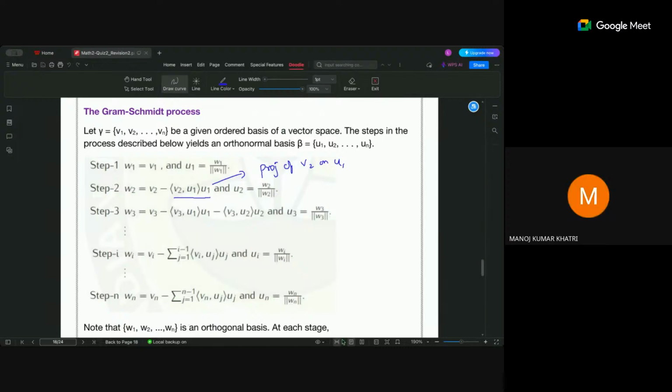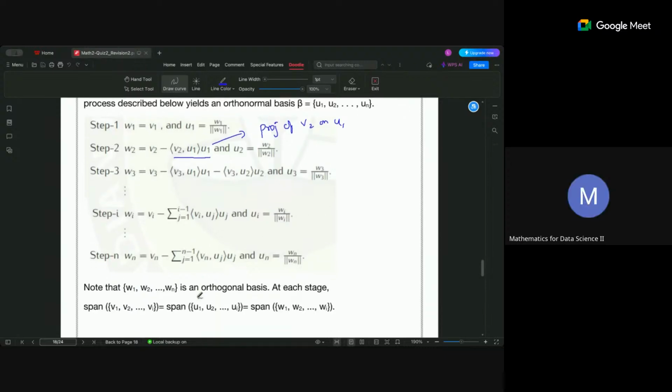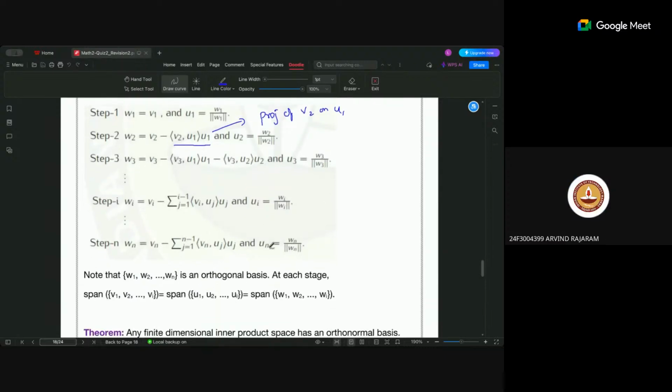And in the end, we will get U1, U2, U3, isn't it, ma'am? Yes, in every step you are getting U1, U2, U3, and finally this U1, U2, U3 gives you an orthonormal basis. Fine, okay.